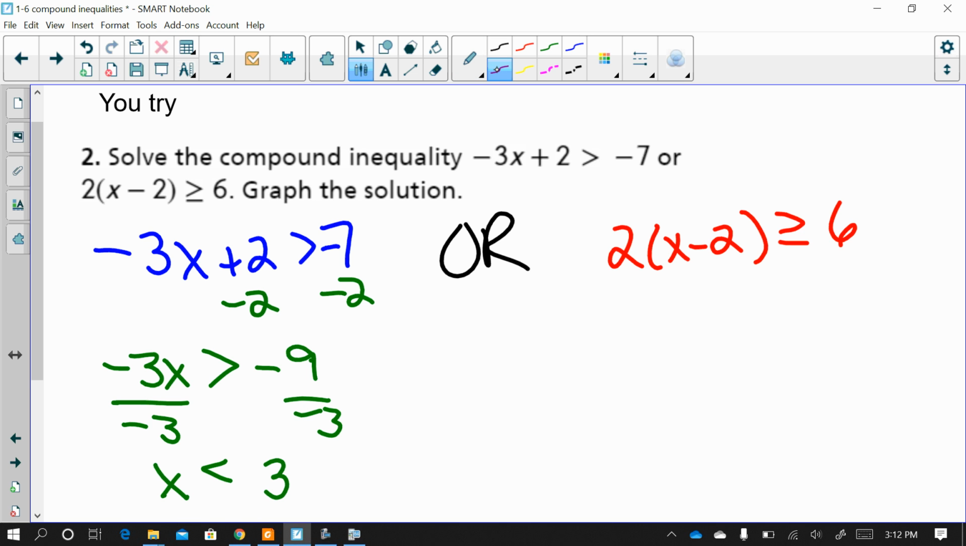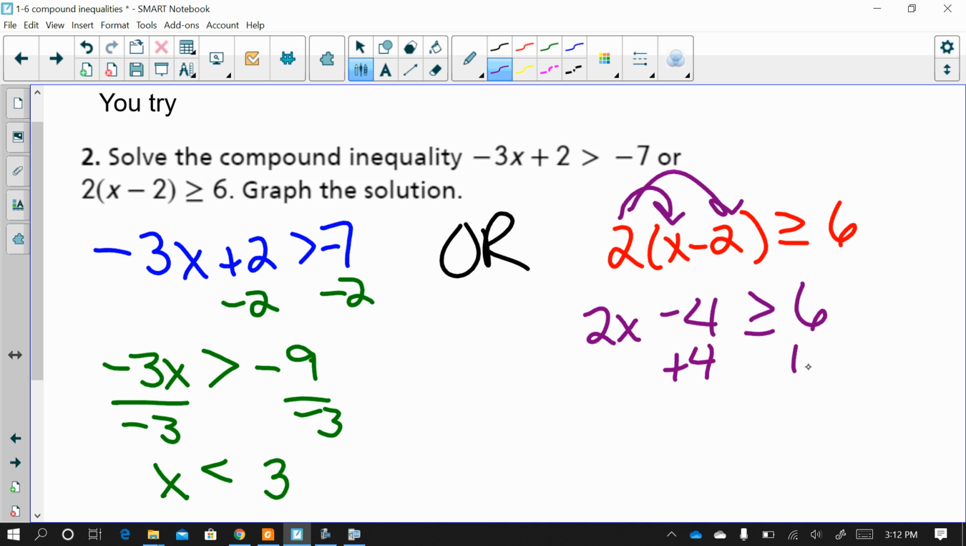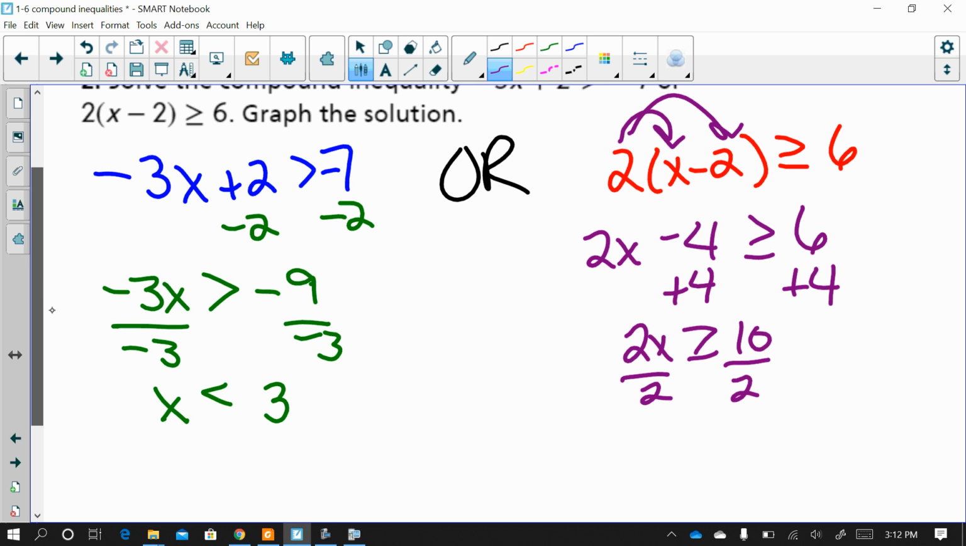Okay, solving the red guy. Should probably distribute first. Okay, get the x by itself. So 2x is greater than or equal to 10. Divide by 2. X is greater than or equal to 5.